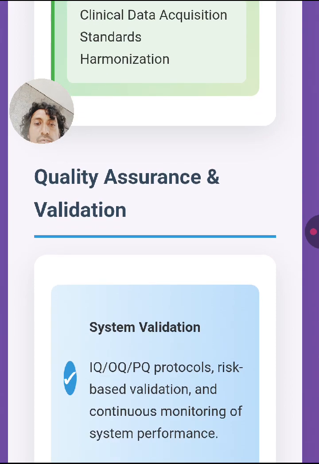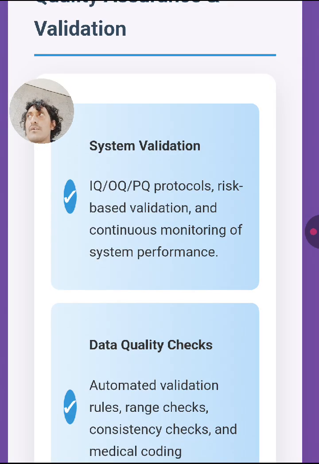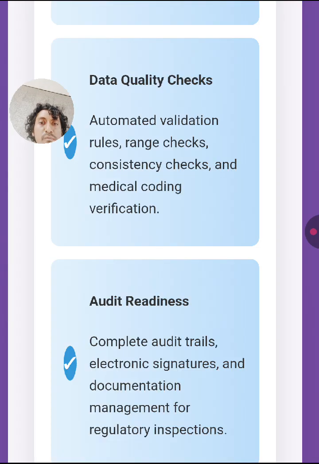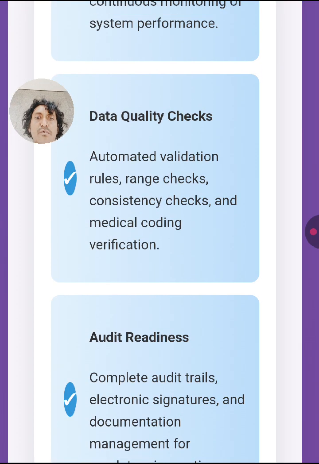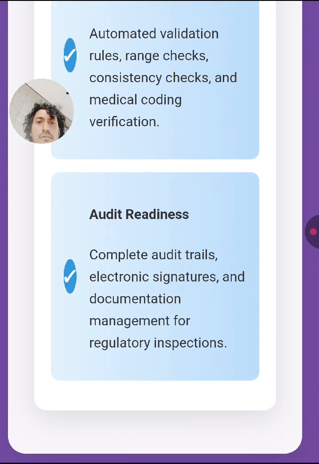Quality assurance and validation: we have system validation, IQ, OQ, PQ protocols, risk-based validation, and continuous monitoring of system performance. Then we have data quality checks, for instance, automated validation rules, range checks, consistency checks, medical coding verification. So this all goes under the umbrella of data quality checks. Then we have audit readiness, for instance, complete audit trails, electronic signatures, and documentation management for regulatory inspection. So this concludes our discussion for clinical research informatics.